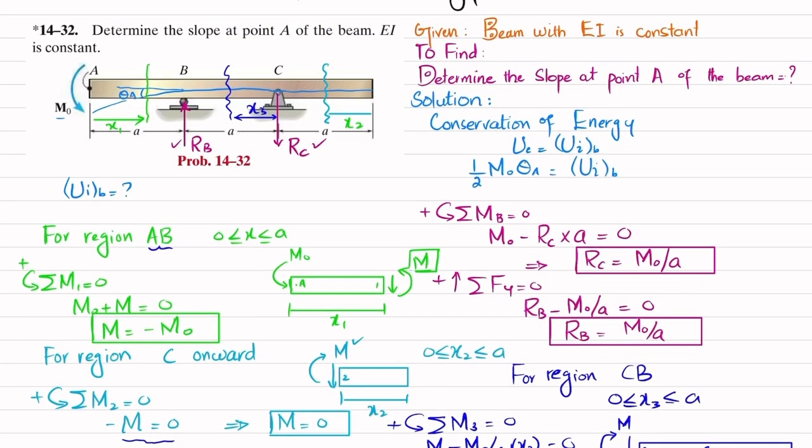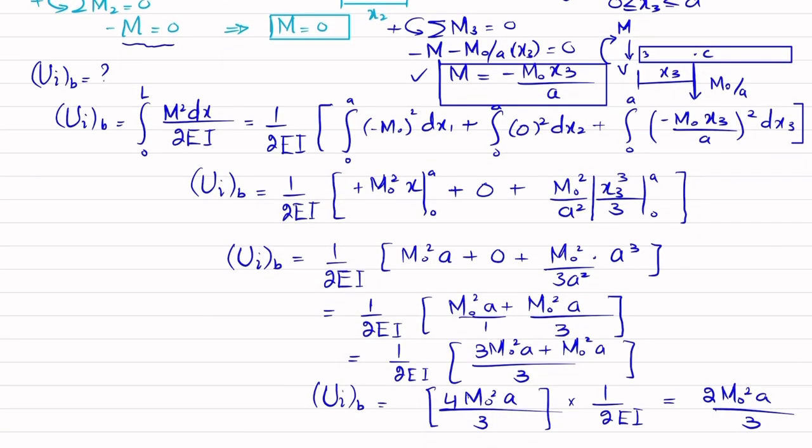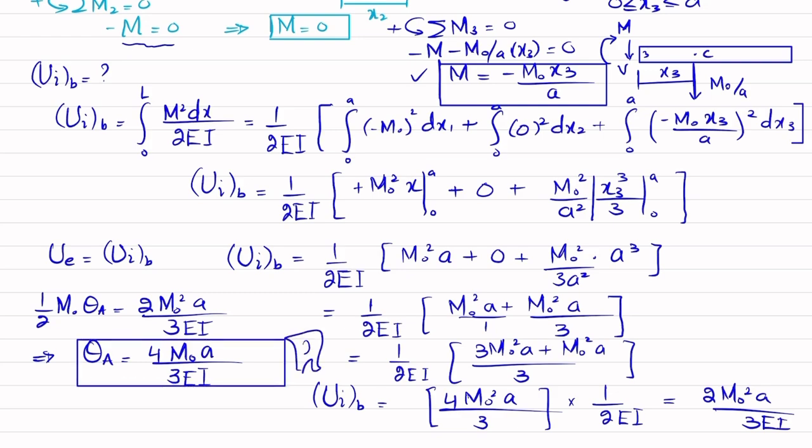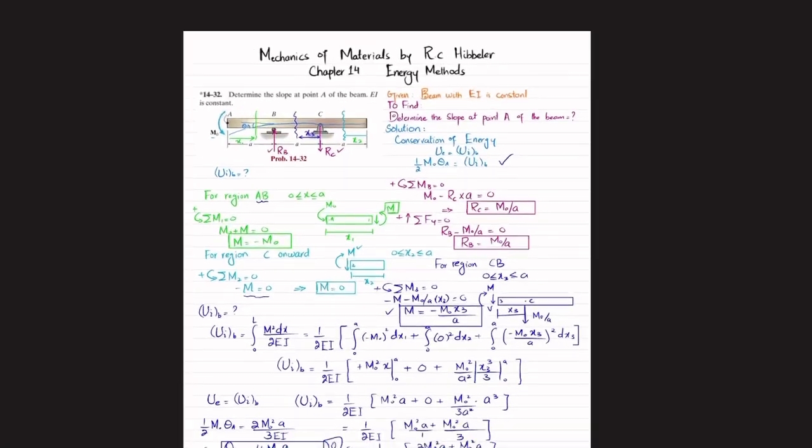Now we will use this equation, conservation of energy. So I will write 1 over 2 m naught into theta A is equal to 2 m naught squared A over 3, because we have said that the strain energy due to external work is equal to the strain energy due to bending. Clear? So from here, this theta A, which is the slope at point A, will be equal to 4 times m naught A over 3 EI. Why? Because there is a 3 EI as well. Clear? So here 3 EI. And you can see this is the answer of this question. And that was all about this problem 14-32.